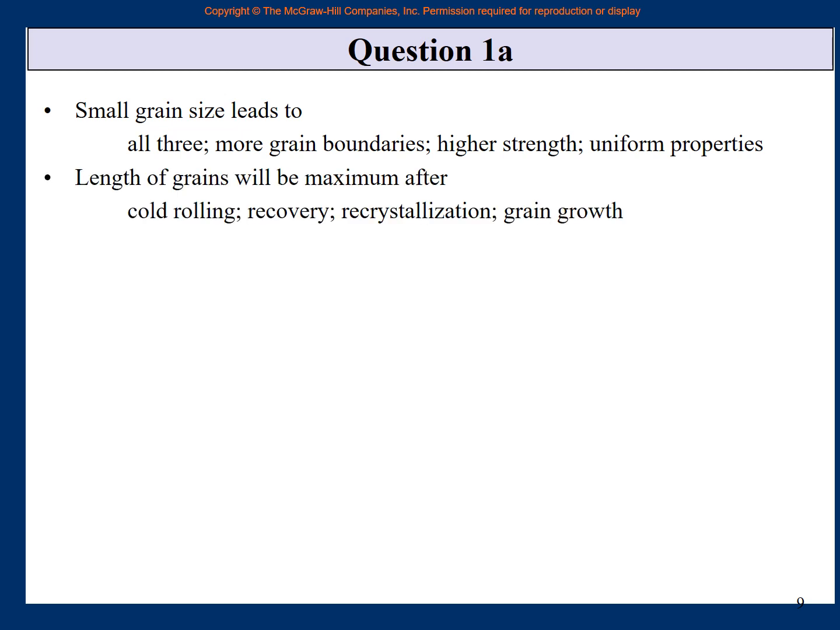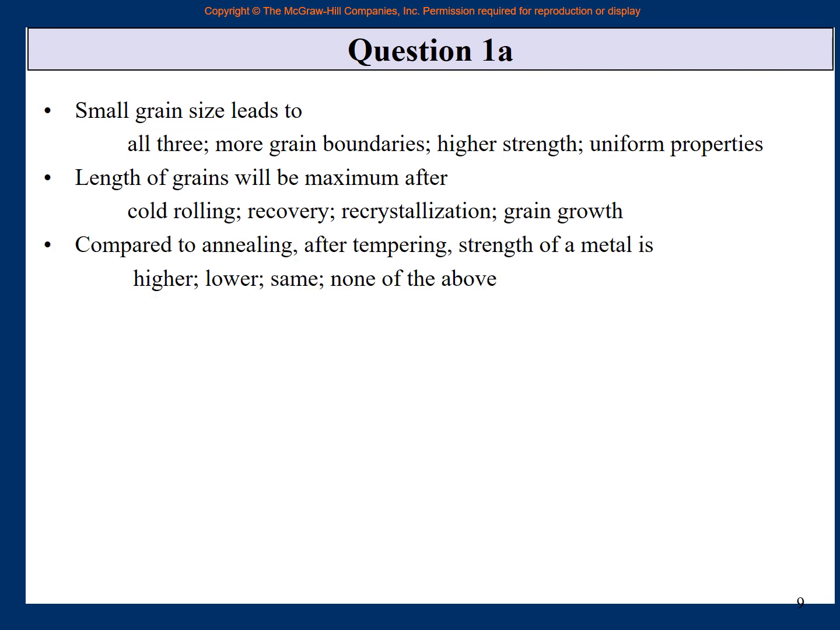Next, length of grains will be maximum after cold rolling, recovery, recrystallization, grain growth. So again, if you understand your process, after cold rolling, the grains are very long. After recovery and recrystallization, they form into lumps and they start breaking into smaller ones. So the long, thin, needle-like ones will be right after cold rolling. So length of the grains will be maximum after cold rolling.